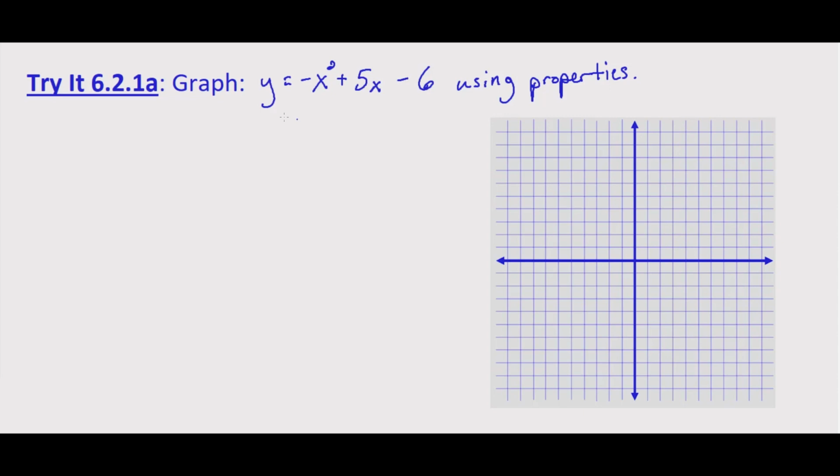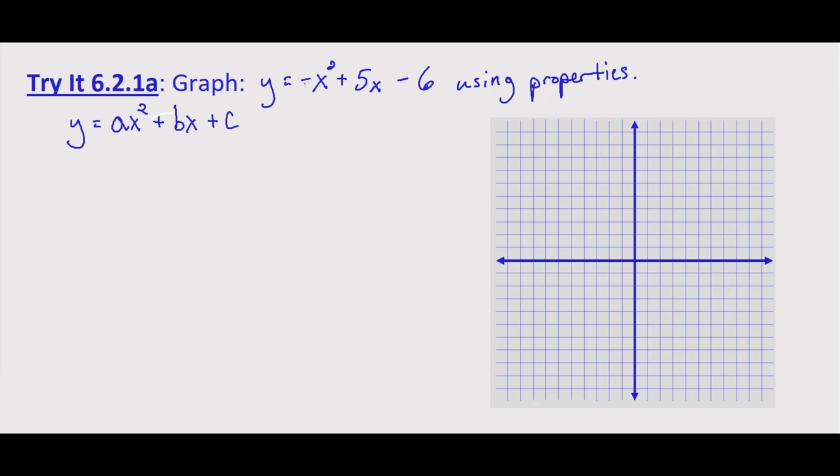So in this problem, we are asked to graph y equals negative x squared plus 5x minus 6 using properties. So what does that mean, using properties? Well, it means we have our standard form here for a quadratic, y equals ax squared plus bx plus c. And that tells us certain properties.